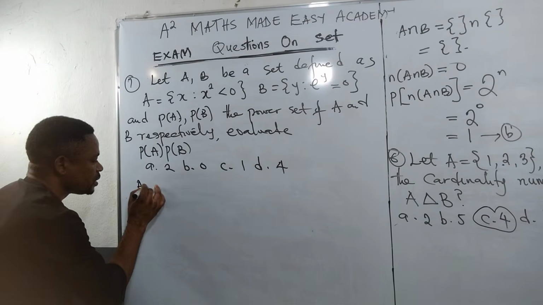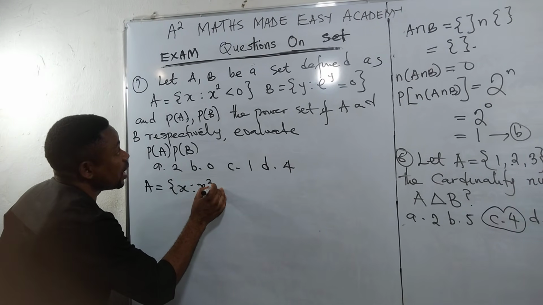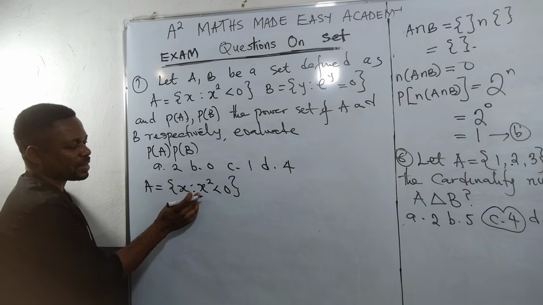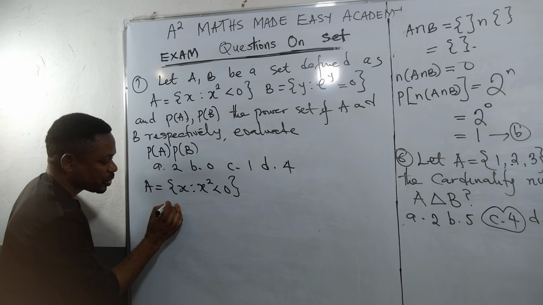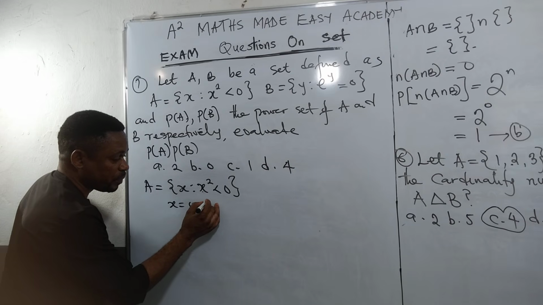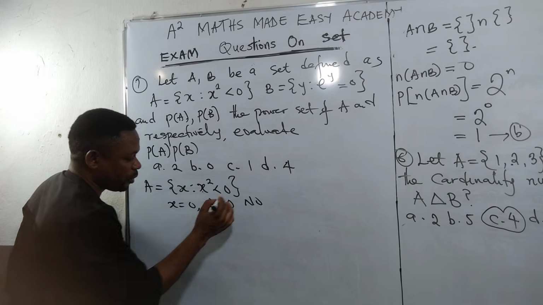Let us name set A. Set A is x such that x squared is less than 0. Can we define x squared to be less than 0? Let us consider x to be 0. So anywhere we see x, remove it and introduce 0. It becomes 0 squared, which is 0, less than 0. This thing does not hold. Are you with me now?